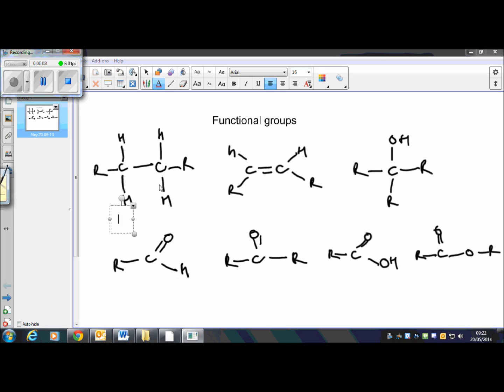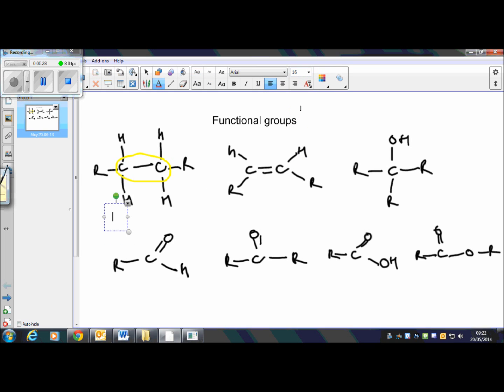So in F322, you're required to know about different functional groups of compounds. I've drawn a few here that you need to know. This one here is an alkane. It's got carbon to carbon single bonds. So alkanes contain carbon to carbon single bonds.